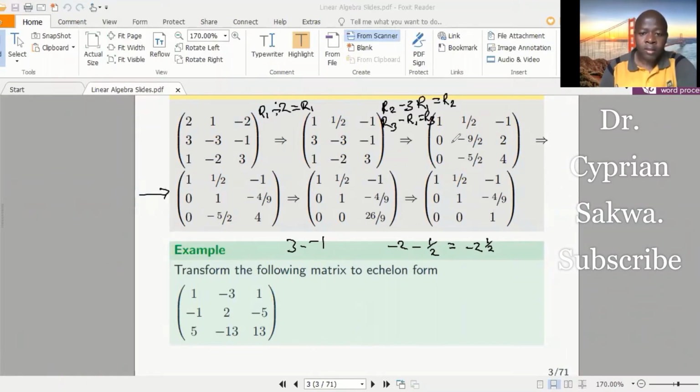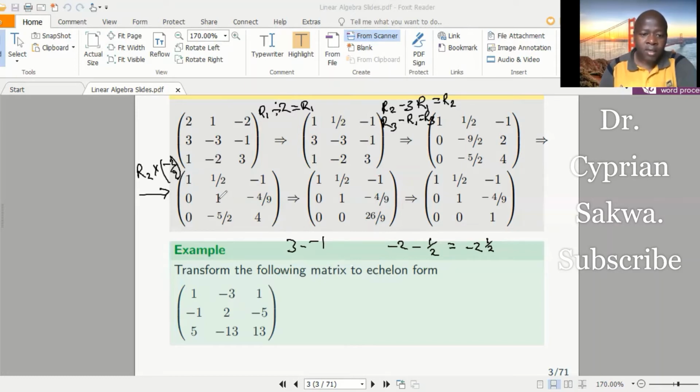Multiplying row 2 by the negative of this reciprocal. Negative of that reciprocal. So multiply row 2 by negative 2 over 9. So the whole row 2 multiplied by negative 2 over 9, it will be 1 here, and it will be negative 4 over 9 here. That's what you're seeing. And the other rows remain the way they are. Row 3 remains the way it is, row 1 remains the way it is.